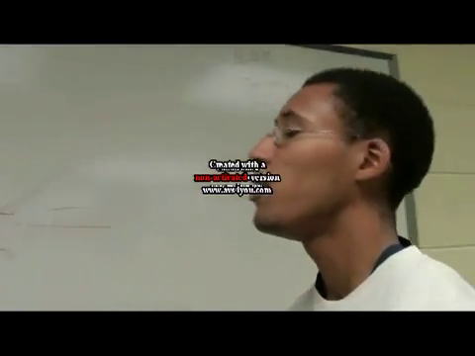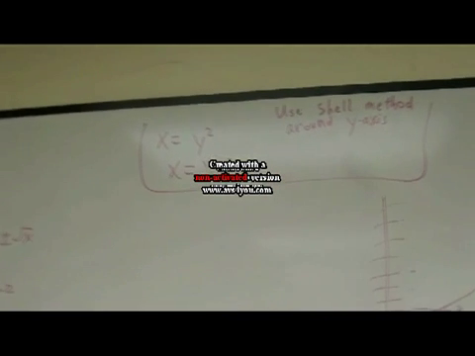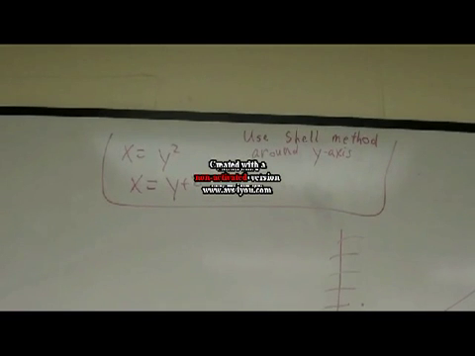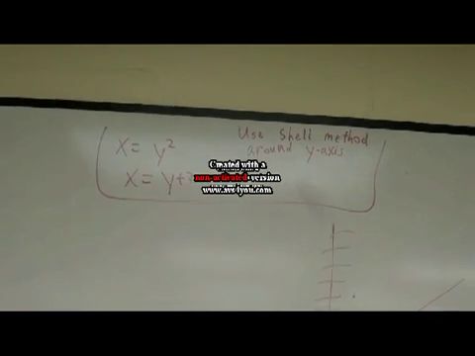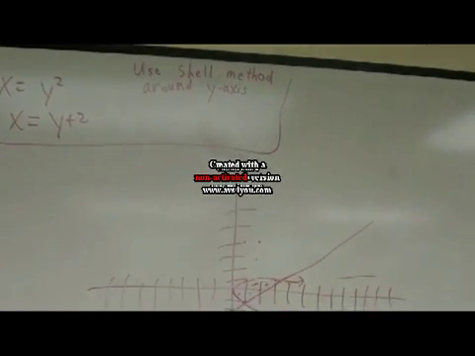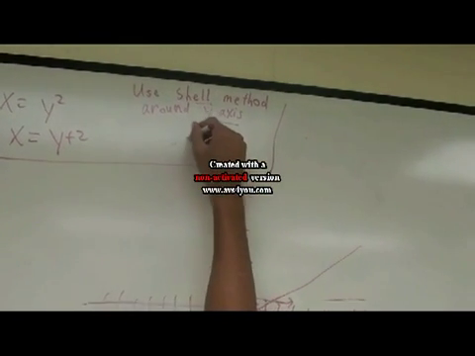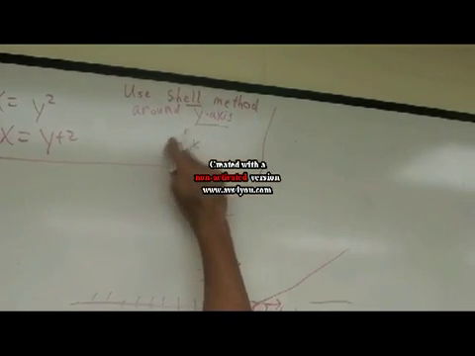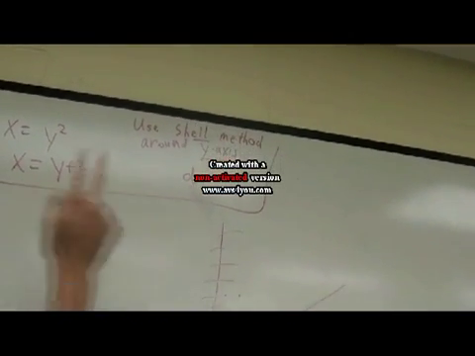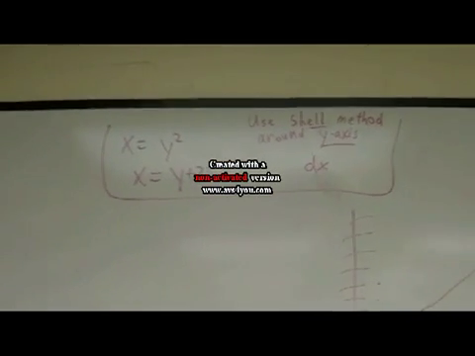Let's actually look at what we have to do. They give us our bounds of x equals y squared and x equals y plus 2. We have to use the shell method to find the volume around the y-axis. So our keywords are shell method and y-axis. So in other words, we're going to be rotating in terms of dx, and we're going to be going this way because it's around the y-axis. So this is kind of tricky, so I need you to follow me.